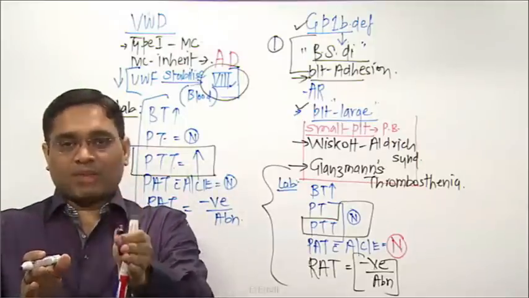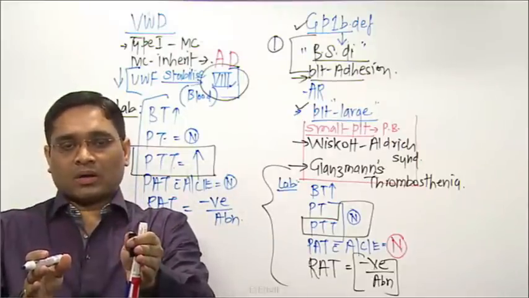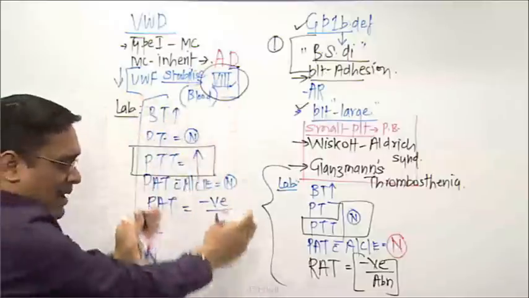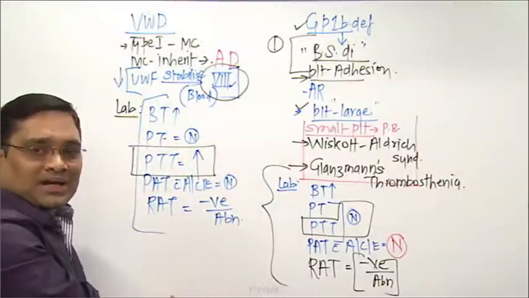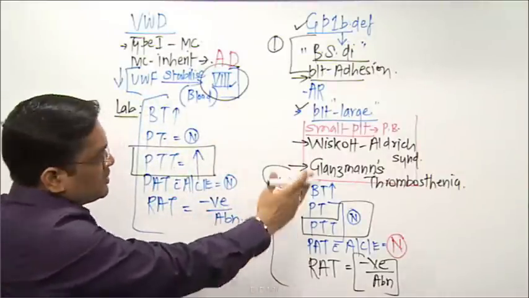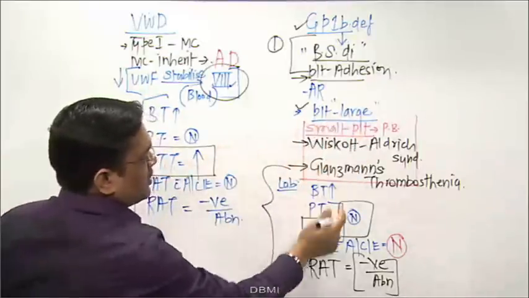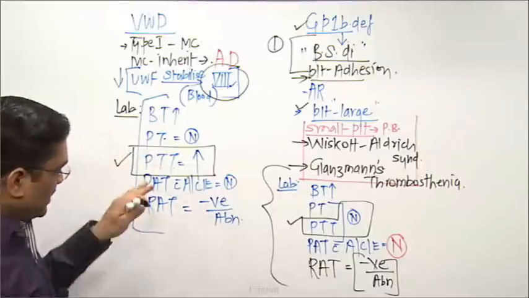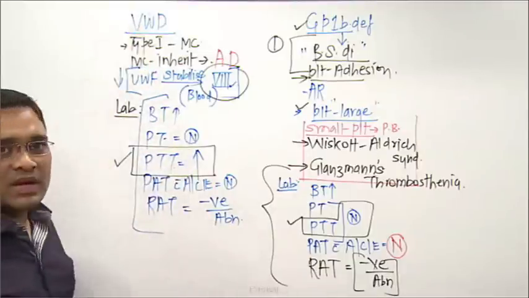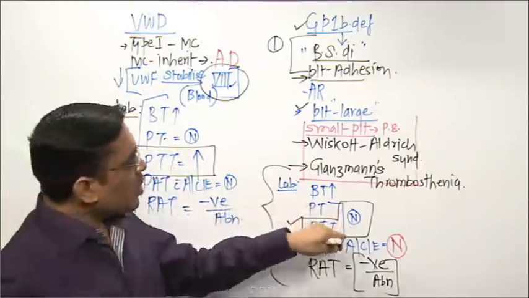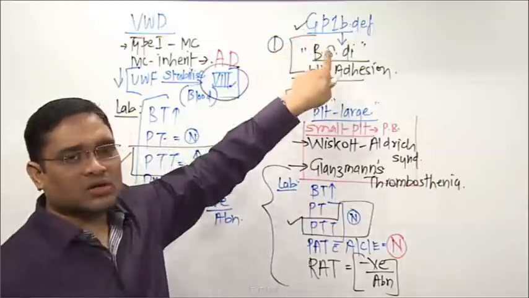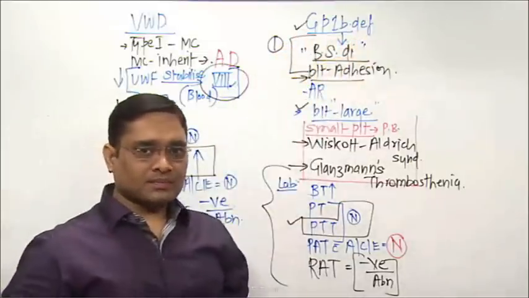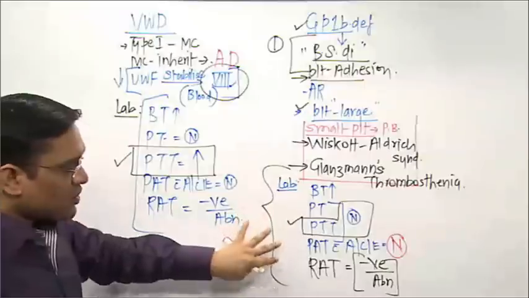When examiners say bleeding time is prolonged, and this is the lab parameter of a platelet disorder, so what is your diagnosis? When he is talking like this, look for the PTT value. When PTT is prolonged, it's a case of von Willebrand disease. PTT is normal, it's a case of Bernard-Soulier disease. So this point I just wanted to tell you.